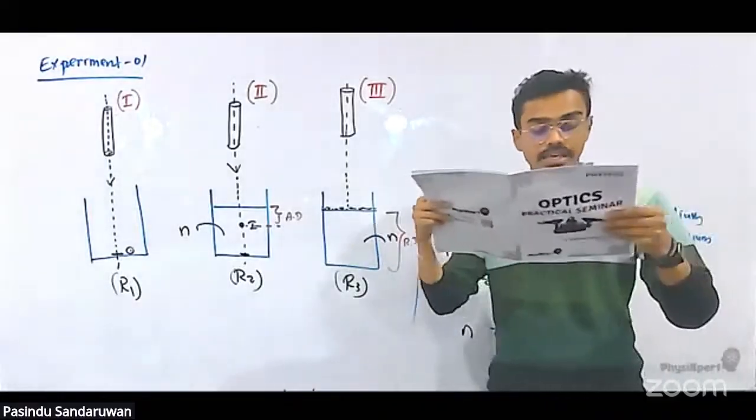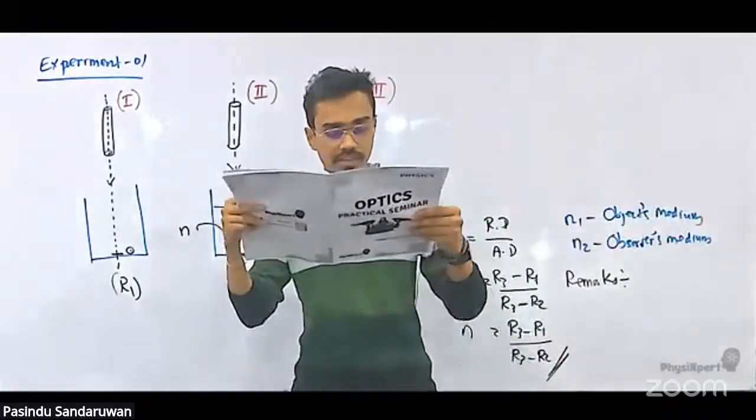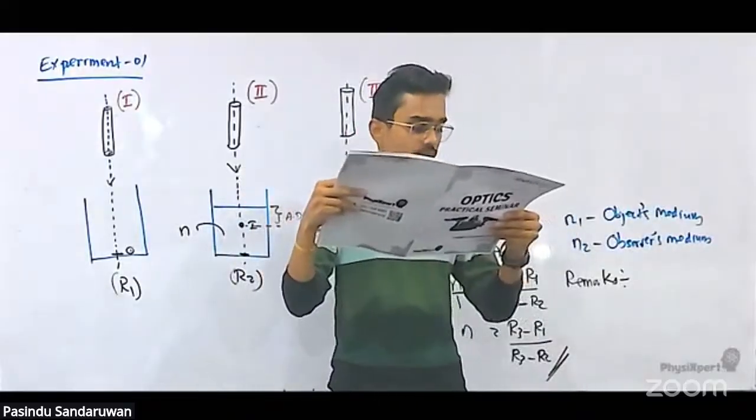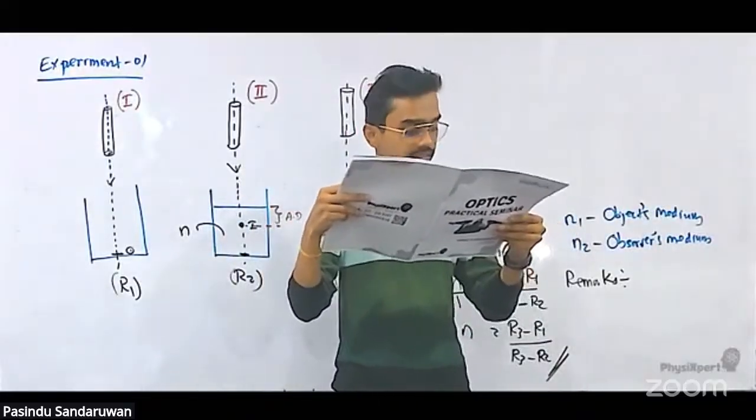Right, just make sure the layer of powder on the glass surface is very thin. If not, the reading of Z would be erroneous due to the thickness of the layer.